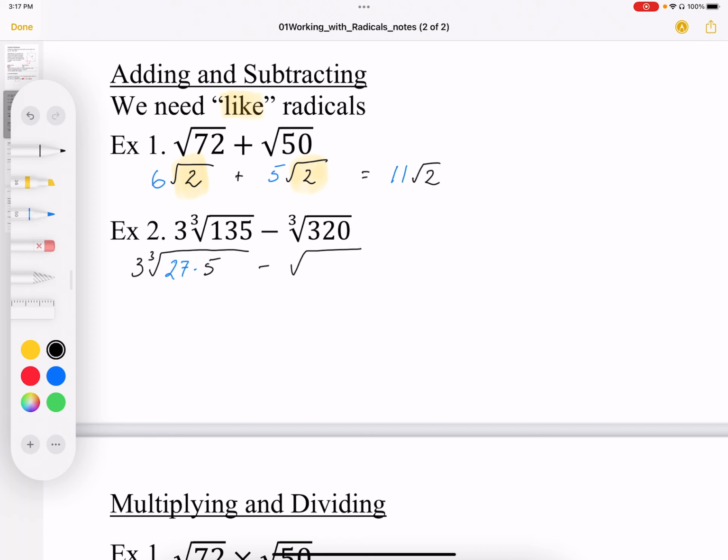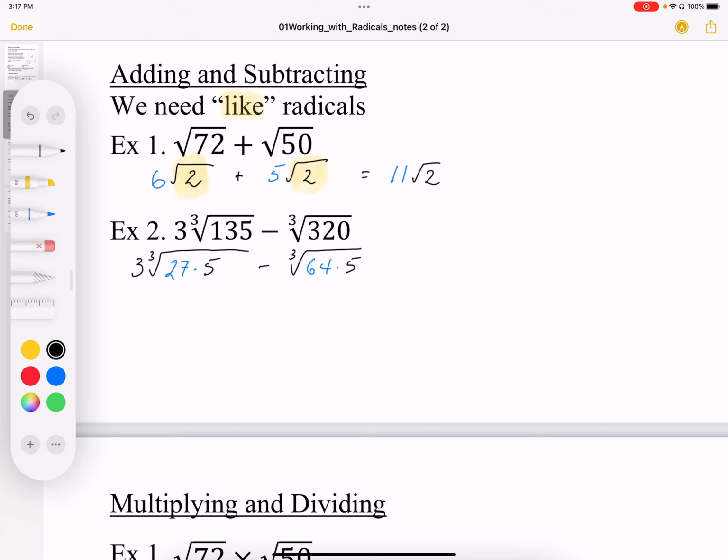For 320, again, we're looking for perfect cubes that divide into 320. 8 will divide in, that would work, but the biggest one that will divide into 320 is going to be 4 cubed, which is 64. So I'm going to write this as 64 times, when we divide out the 64, we end up with 5.